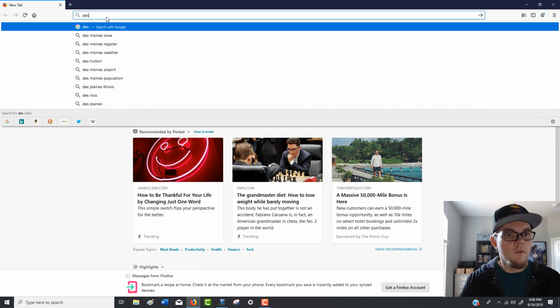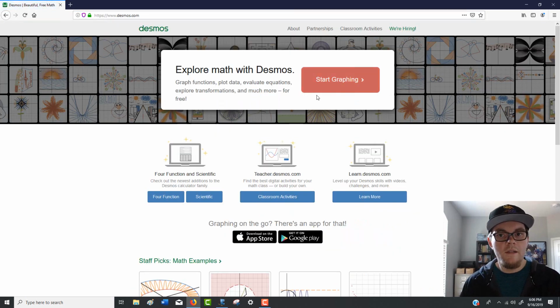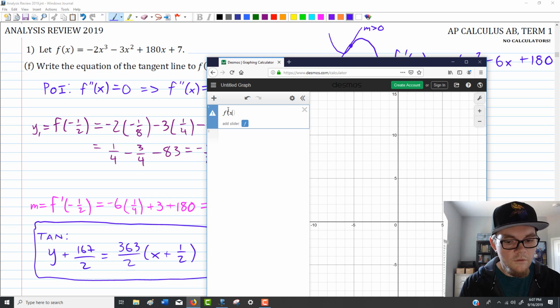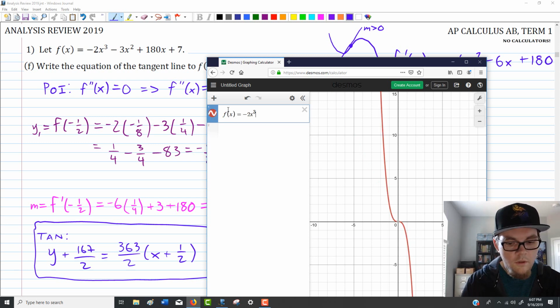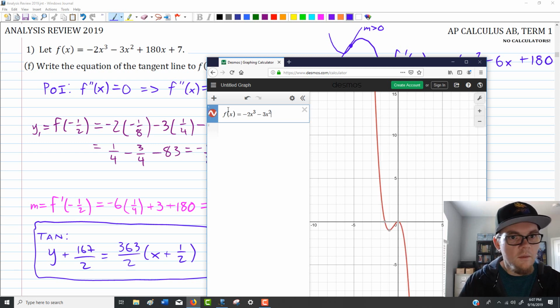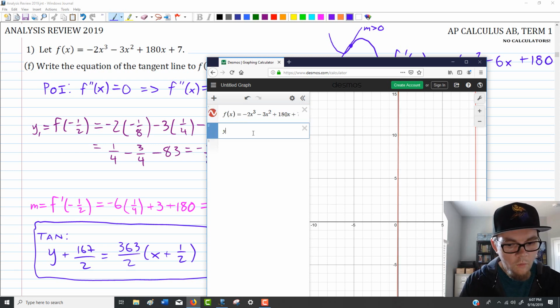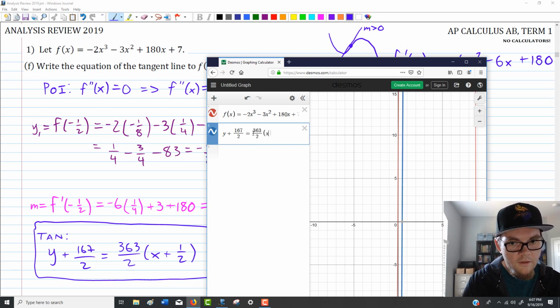Desmos. Of course, I can't see because I'm not wearing real glasses. Our function, f of x, is equal to negative 2x cubed minus 3x squared. Pray with me, friends. May this actually be done correctly so I don't have to feel guilty about it. Y plus 167 over 2 equals 363 over 2 times x plus 1 half.